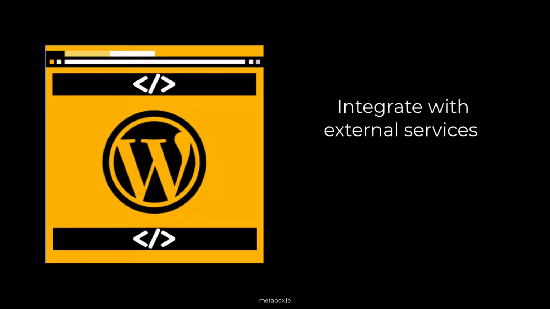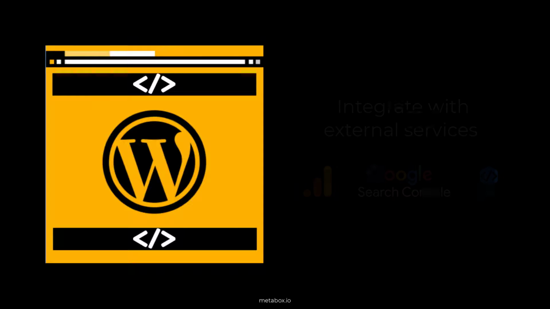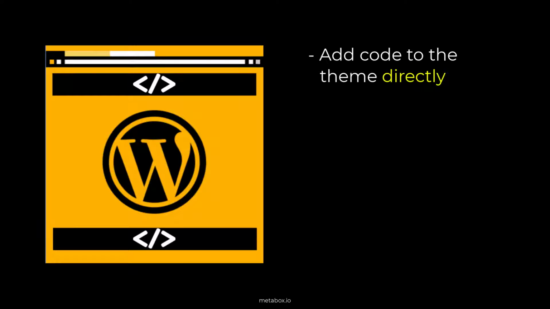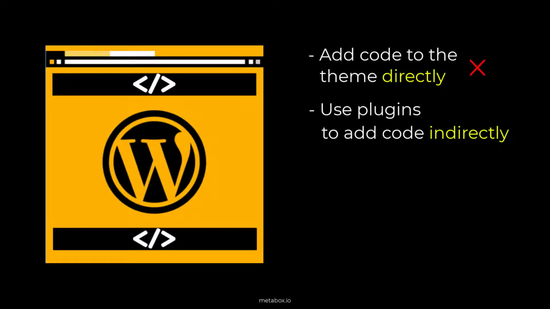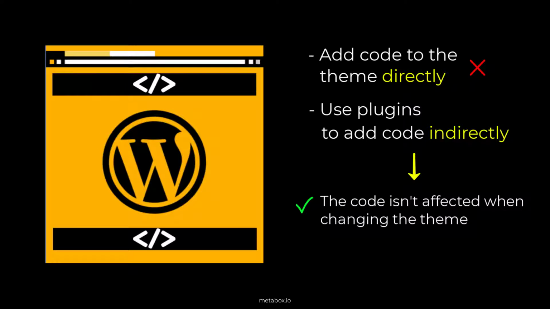Sometimes, you may want to add code to the header and footer, maybe to integrate your websites with external services, like Google Analytics, Google Search Console, and Facebook Pixel. By default, you should add code to the theme directly, but it is not an optimal option. There are some plugins or third-party services that can help to do that indirectly. Then the code will not be affected when you change the theme, and can be managed more easily.